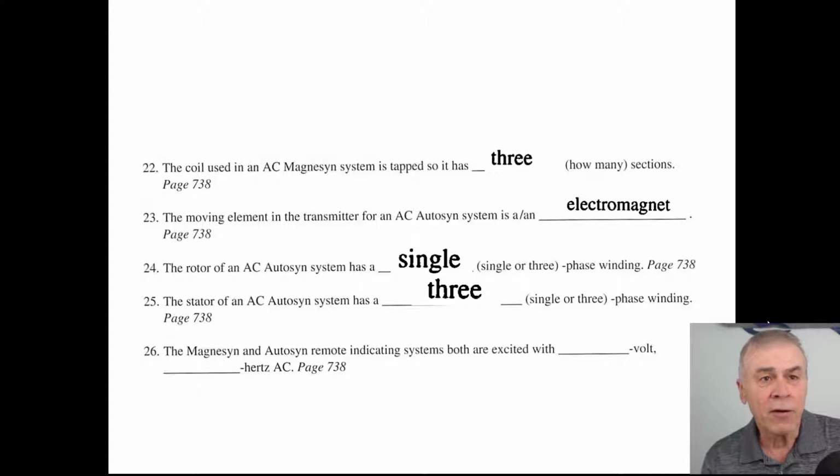And finally, I hope, the Magnesyn and Autosyn remote indicating system, both are excited with what? How many volts and how many hertz AC? Okay, we did take a peek at that. What was that? 27 volt, 400 hertz? 26 volt, 400 hertz.